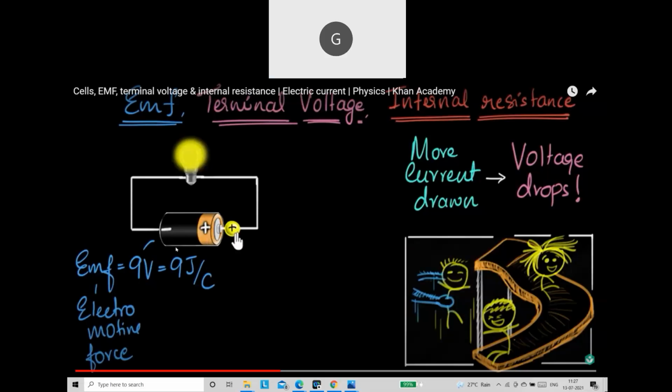Okay, you see, the EMF of the cell is 9 volt, 9 joule per coulomb. When we connect a bulb, the voltage is found to be less than this value, EMF. That is the terminal voltage. Why does it reduce? Why is the voltage found to be less when we connect a bulb? Can you tell? Because of internal resistance. Due to the internal resistance of the cell, correct answer.